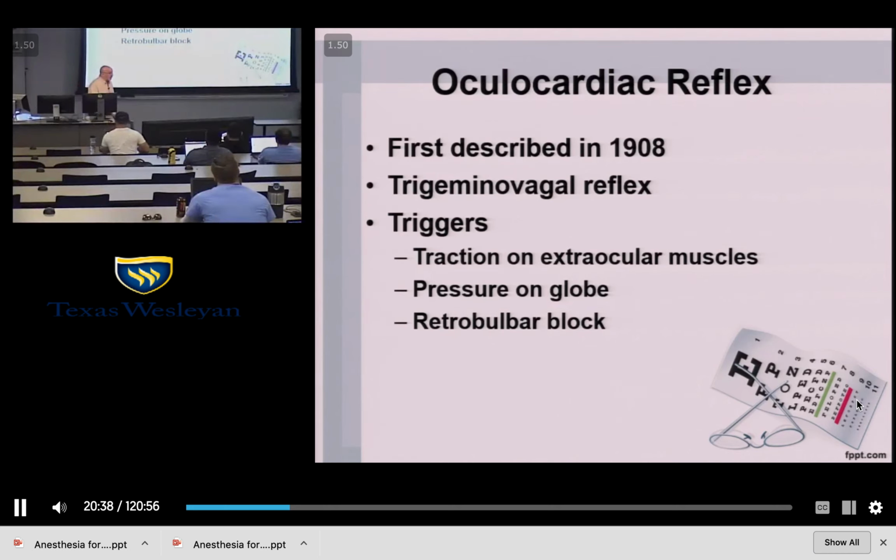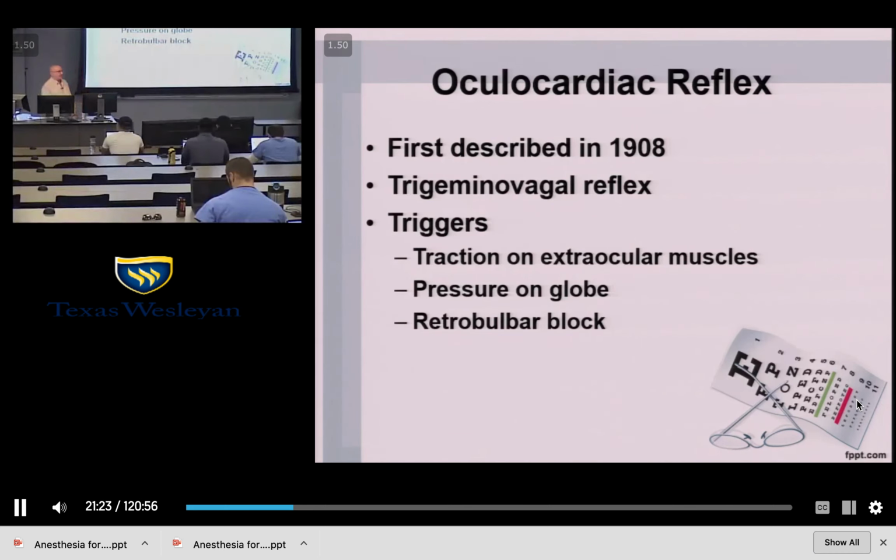Now, here's a little thing you're going to hear me say in a moment. The retrobulbar block can be a trigger, but it can also be a preventative. So it can be both a trigger for the oculocardiac reflex, or it can prevent it. Again, it's a situational, patient-specific thing. This is most commonly seen in patients having strabismus surgery. Typically, those are children.